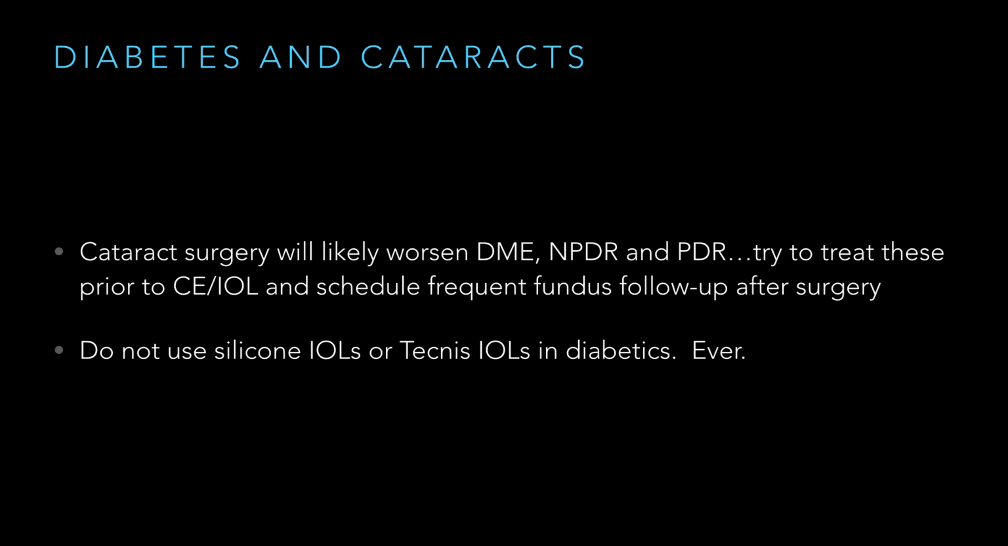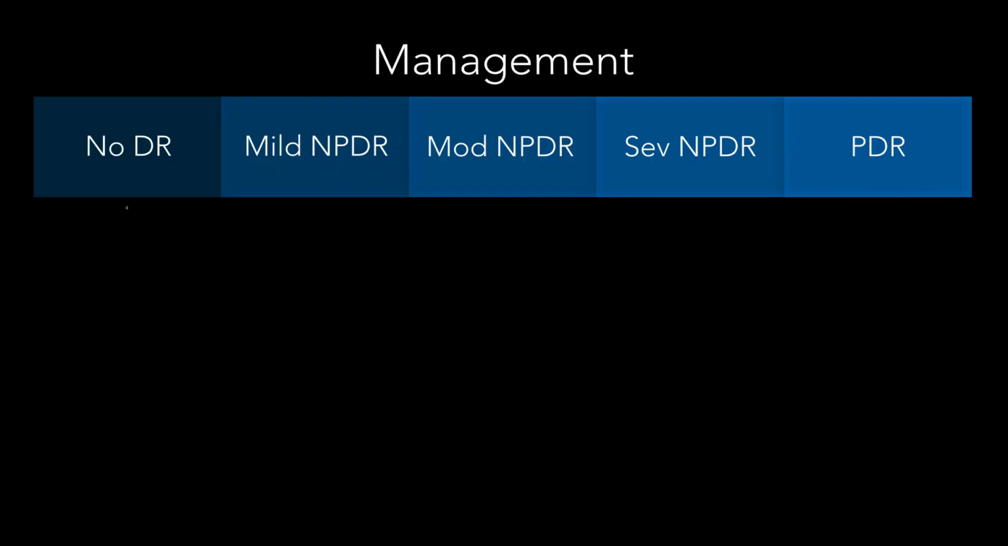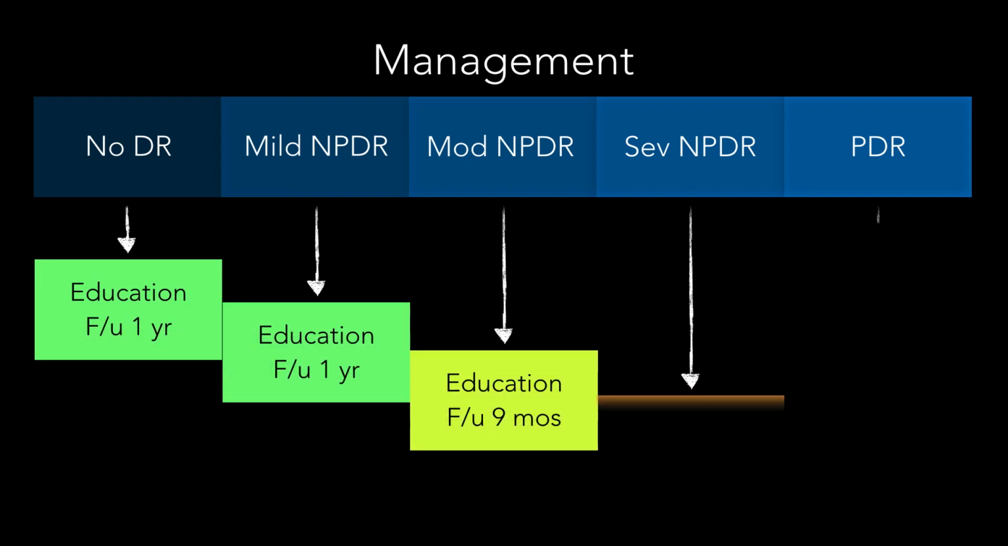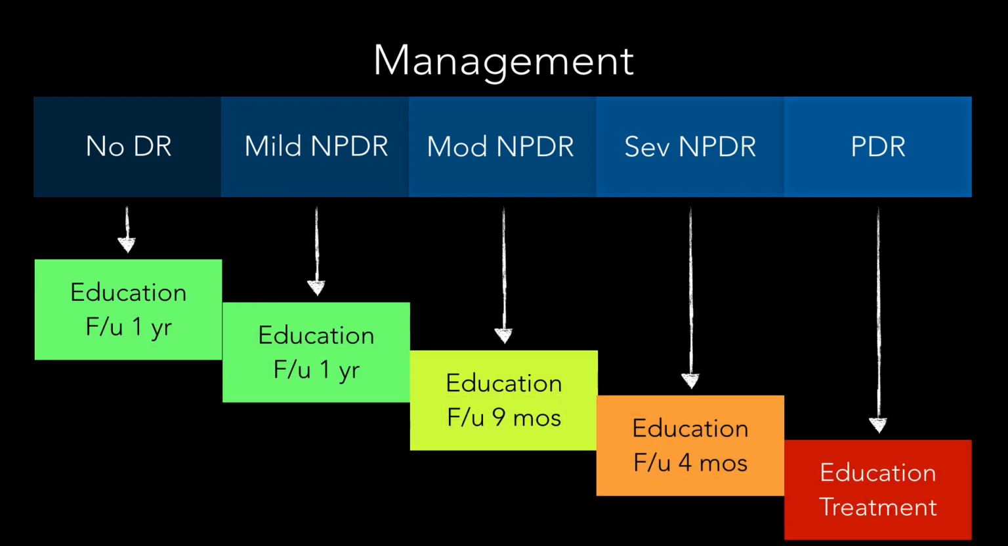Okay, you already know about management. We've kind of gone over it. Education on all of them. Here's a follow-up. It just gets shorter. It's a year even if they have MA. So if they have MAs, just bring them back in a year. Again, they have a low risk of ever developing PDR in the next year. And then we treat PDR.